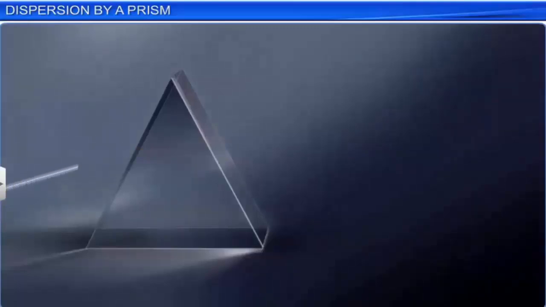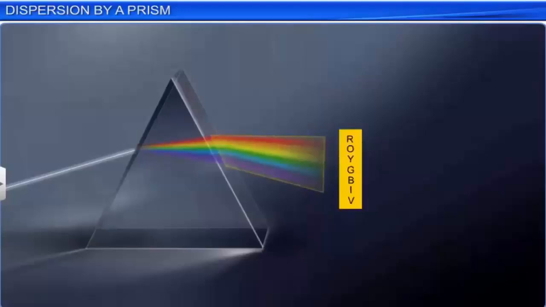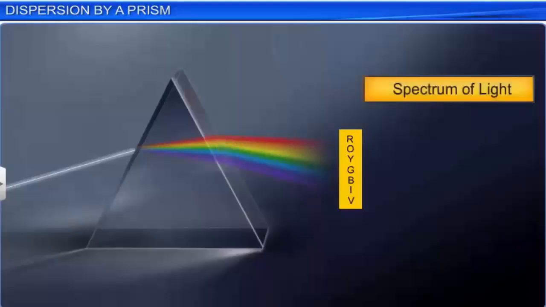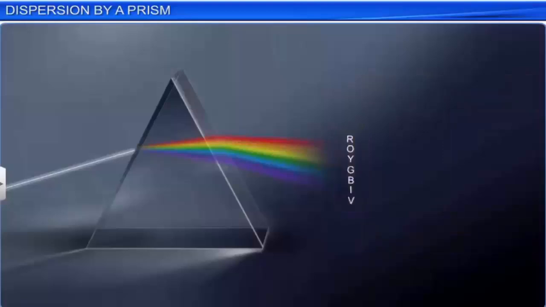The phenomenon of splitting of white light into its component colors is known as dispersion of light. The band of color components of light formed by splitting of white light is called the spectrum of light. This spectrum of colors is also known as the visible spectrum, which is a small part of the electromagnetic spectrum. Now, let us further understand the phenomenon of dispersion.